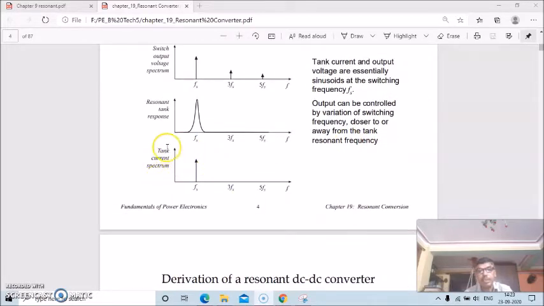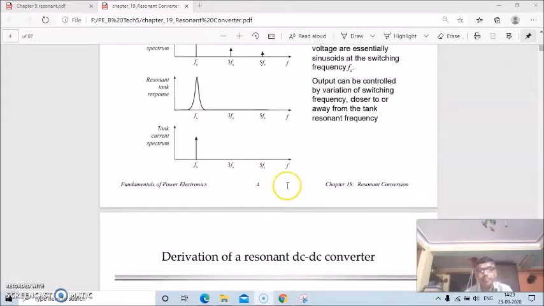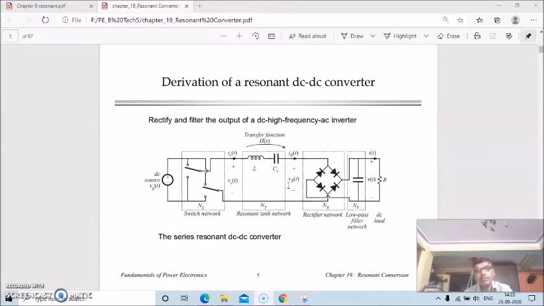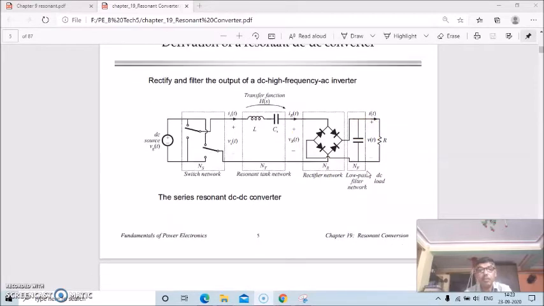Now this is the tank current spectrum with respect to frequency, which is at the switching frequency; the others are not considered. This is the derivation of the resonant DC-DC converter: rectify and filter the output of a DC to high frequency AC inverter. So this is the resonant DC-DC converter.